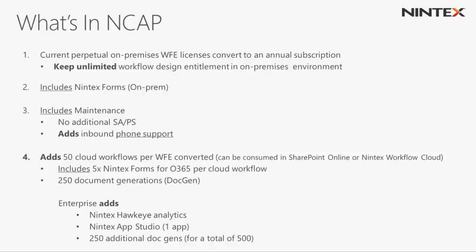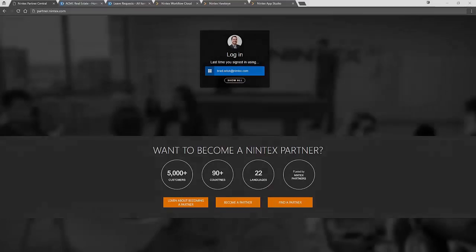Plus, you'll also receive 250 additional DocGens for a total of 500 DocGens per calendar year. Additional DocGens can always be added. Now, as you can see, that's an awful lot of functionality for this offering. What we're going to do now is step through some additional information inside of our Partner Central portal, and then I'm going to simply step through what this functionality looks like in each one of our products.